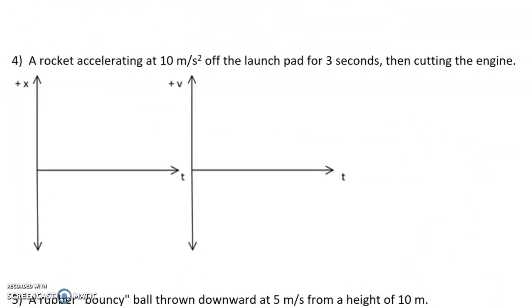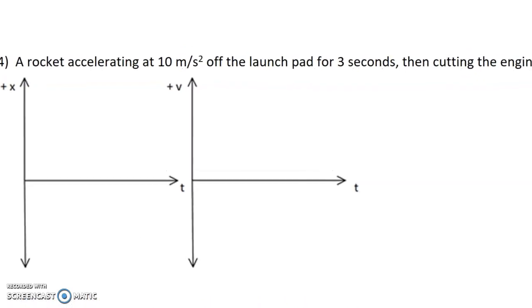And we've seen this problem on WebAssign. You have a rocket accelerating off the launch pad for 3 seconds, then cutting the engine. So let's look at the position time graph. This rocket starts on the ground. So right away we know we have a point right here. Now it's accelerating, so it's going to increase its velocity, which means we're not linear. We have a curve, and it's going to gain velocity and move off the launch pad to a higher position.